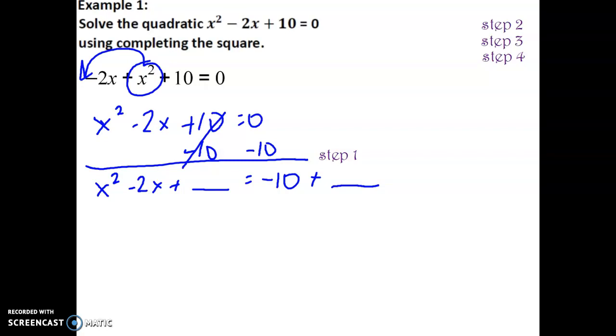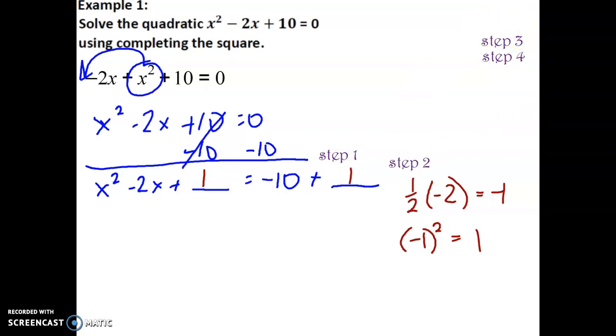All right, now let's see if we can figure out what goes in the blank. So remember, for step 2, I'm going to take half of b. Well, in this question, what is b? b is negative 2. b is the coefficient on the x to the first term. So I'm going to take half of negative 2, which is negative 1, and then I'm going to square it. And again, like I told you before, y'all be real careful with those negative numbers. Make sure you put them in parentheses before you do the exponent. All right, and I got 1, which is a positive number. That's why I already have the plus, and I'm going to fill that into the blanks. Okay, so there's step 2.